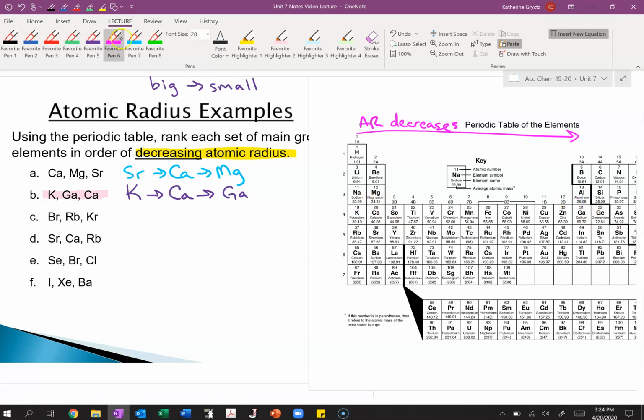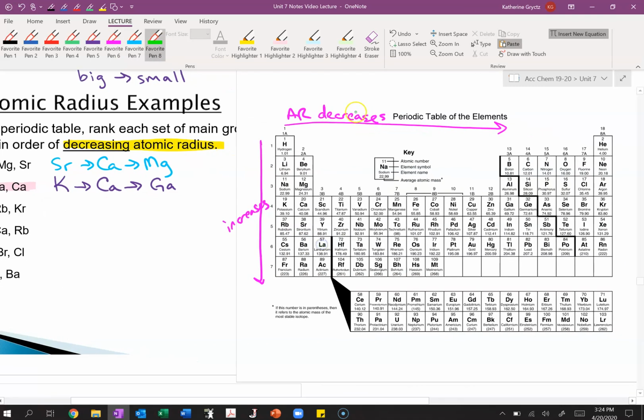The trends are super nice so that you don't have to go through that whole discussion each time to see if you can predict. In general, I'm going to do the rest of them. But if atomic radius decreases as you go across and increases as you go down, then francium should be the biggest and helium should be the smallest.